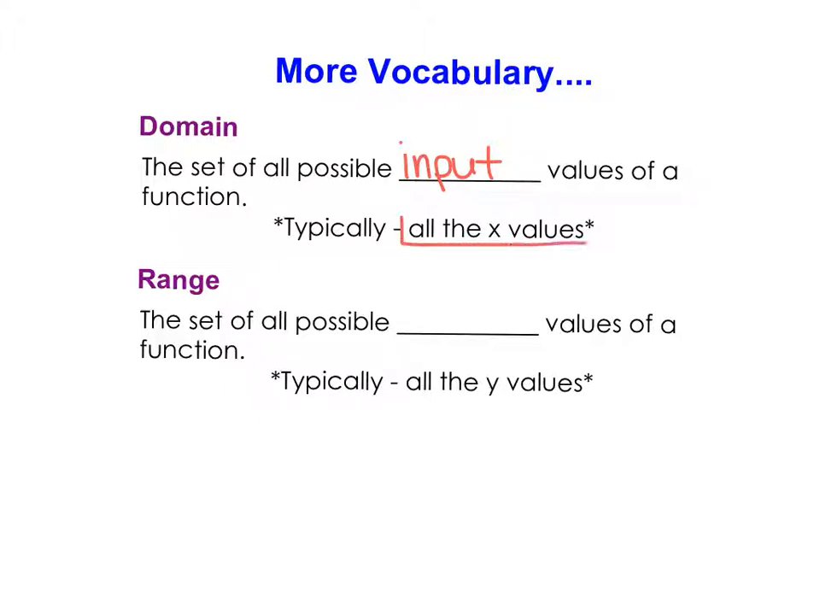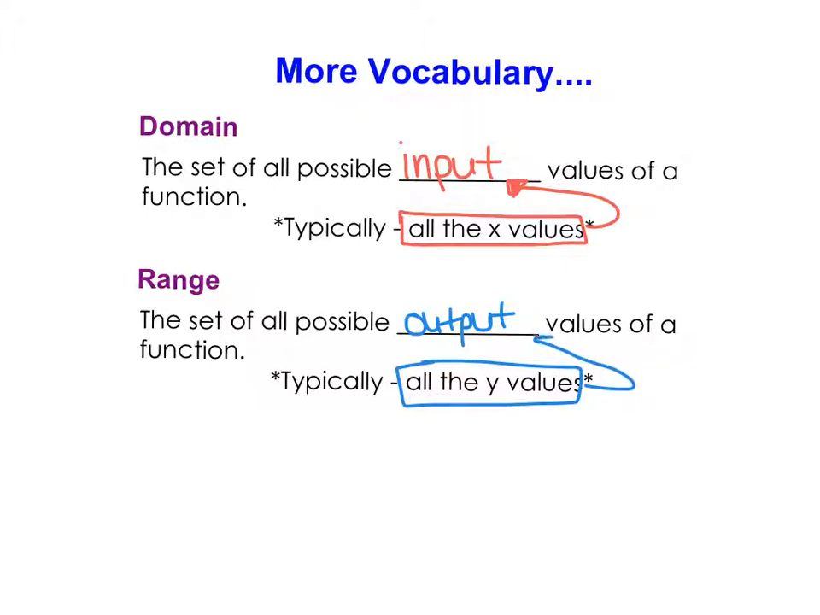Typically what we're looking for are all possible x values that can be put into that function. Remember, x is typically input, so when we're finding the domain of a function, we're finding all of the possible input or x values. The range, on the other hand, is the set of all possible output values of a function. So typically what we're trying to find are all of the y values, all of those output values that come out of that function. So when we're finding domain and range, we're finding all of the possible x values or input values and all of the possible output values or y values.